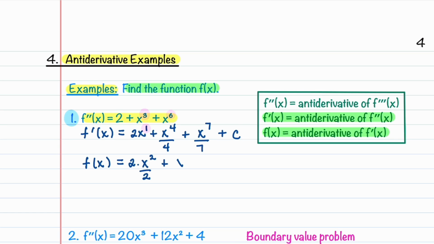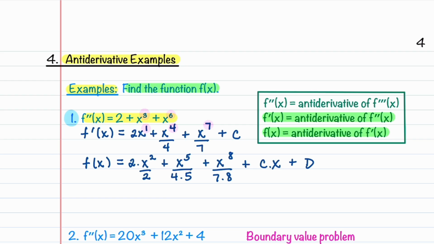And then we get an x. We had a 4. Now we're going to get a 5. So x to the 5th over 4 times 5. And then our next exponent is a 7. So we get plus x to the 8 divided by 7 times 8 plus c. That gets an x added onto it because the antiderivative of a constant is a constant times x. And then we have to add on another constant, and we're going to call that d.